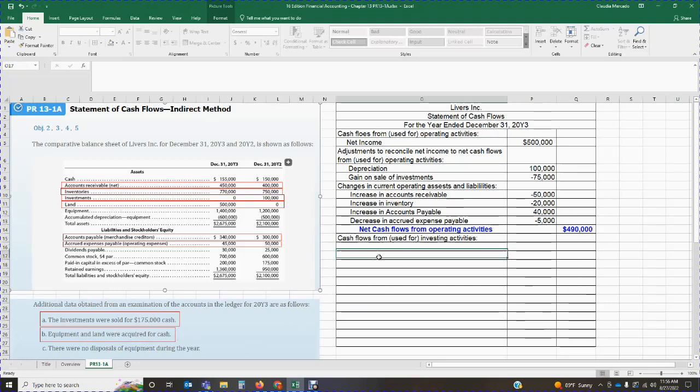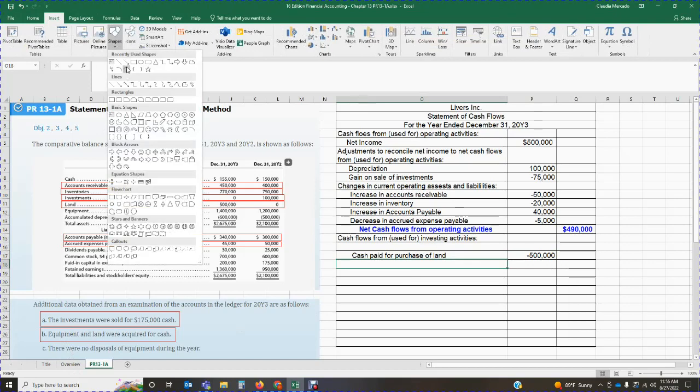If we buy something with cash, I don't know about you, but the money gets deducted from my bank account. So my cash decreases. So I'm going to put here cash paid for purchase of land. And because I paid for that land in cash, that is going to be a decrease of 500,000.